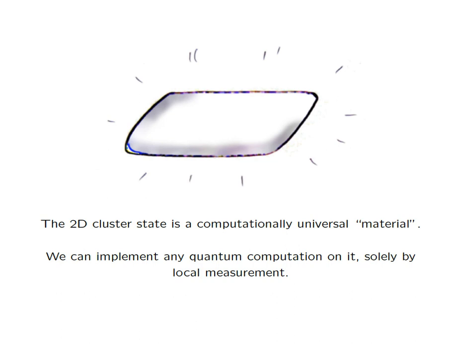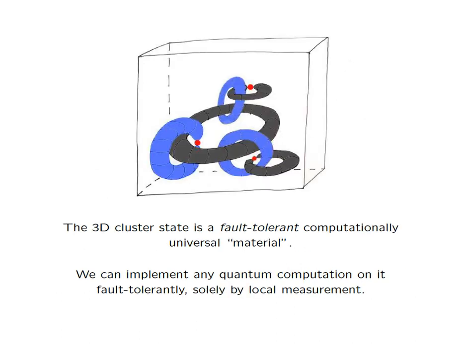But it doesn't even stop there. When you go to 3-dimensional cluster states, you can obviously still do the same thing. You can be universal, but in addition, you can be fault tolerant. So 3D cluster states are good for universal fault tolerant quantum computation. And again, everything is implemented just by 1-qubit measurements. And that's basically the scope of this lecture: universality and fault tolerance. And then from time to time, we will sprinkle in some background information and some practicalities.